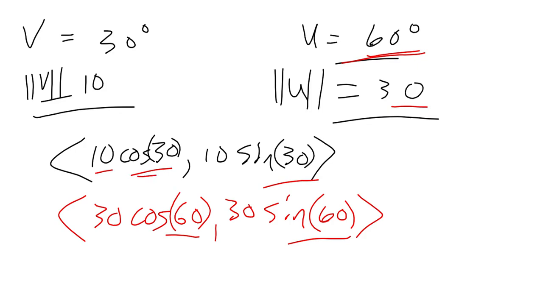10 cosine of 30. If you notice, this is the same problem we did on the other page, where we get 5 square roots of 3, because cosine of 30 is the square root of 3 over 2. So 10 times the square root of 3 over 2, you get 5 square roots of 3. Sine of 30 is 1/2. So 10 times a half is 5.